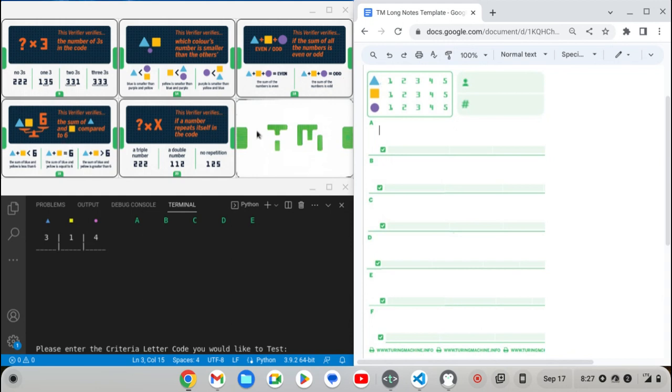Criteria card D will look at our first 2 digits, triangle and square, add them up, and compare the sum to the number 6. So should the sum be less than 6? Should it be equal to 6? Or should the sum be greater than 6?